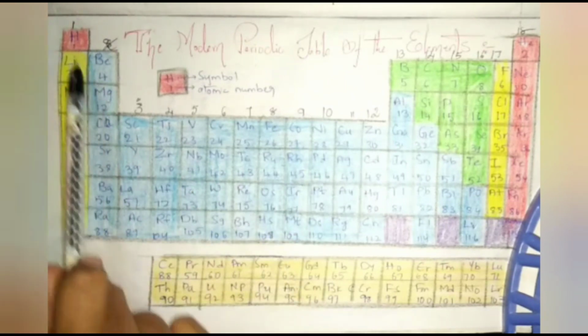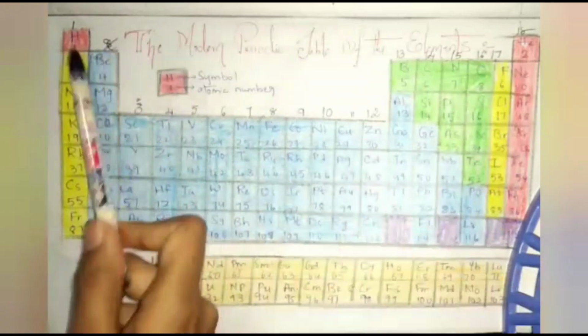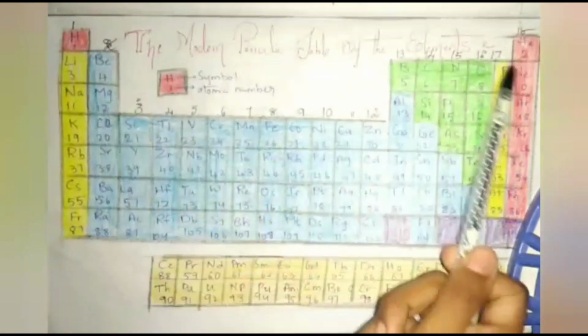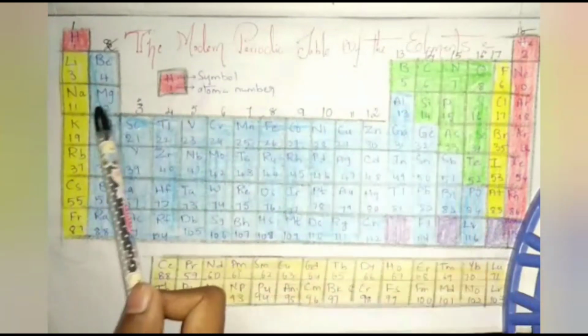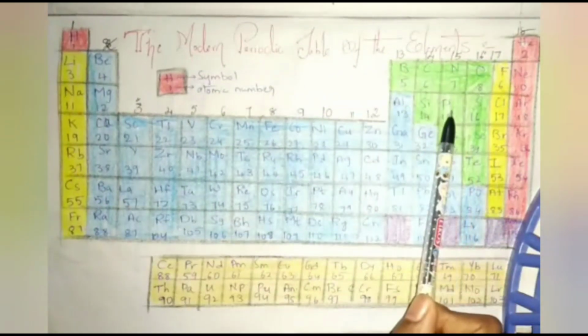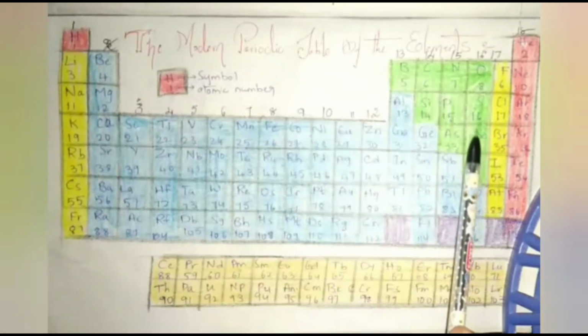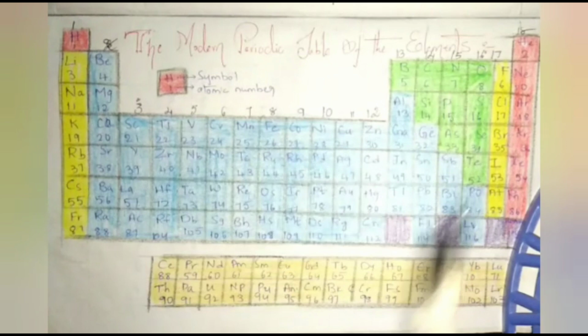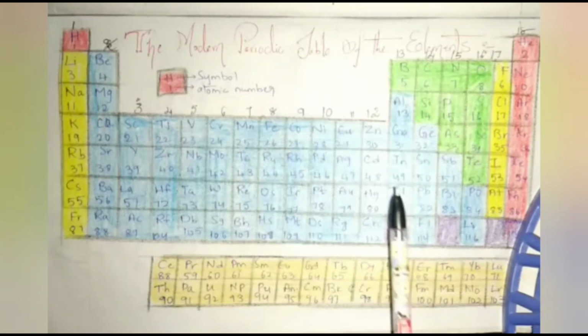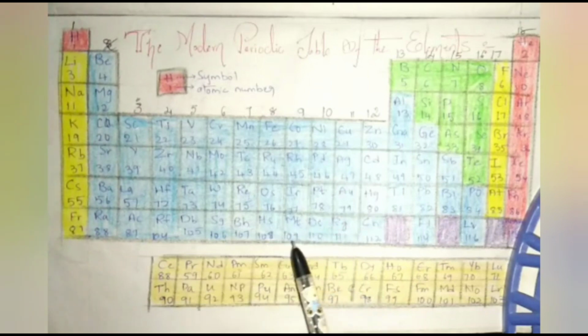The shortest period is the first period, having only two elements, hydrogen and helium. The second period contains 8 elements. The third period also contains 8 elements. The fourth period contains 18 elements. The fifth period contains 18 elements. The sixth period contains 32 elements. The seventh period is incomplete.